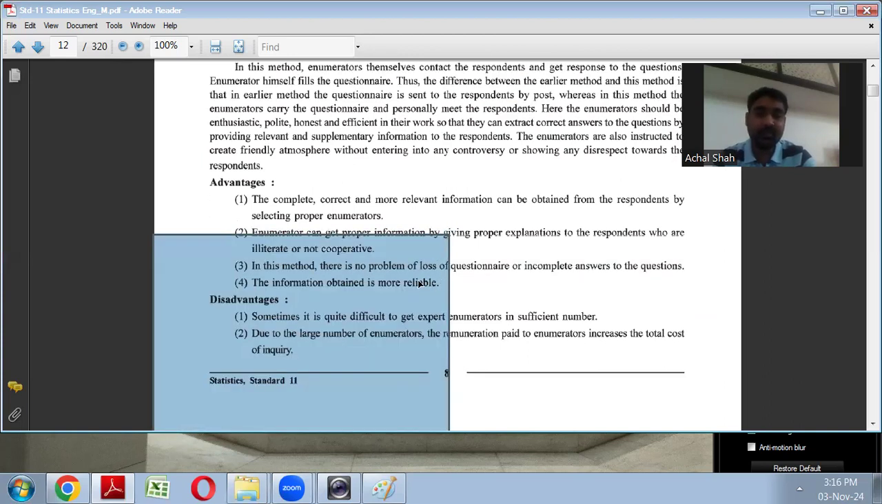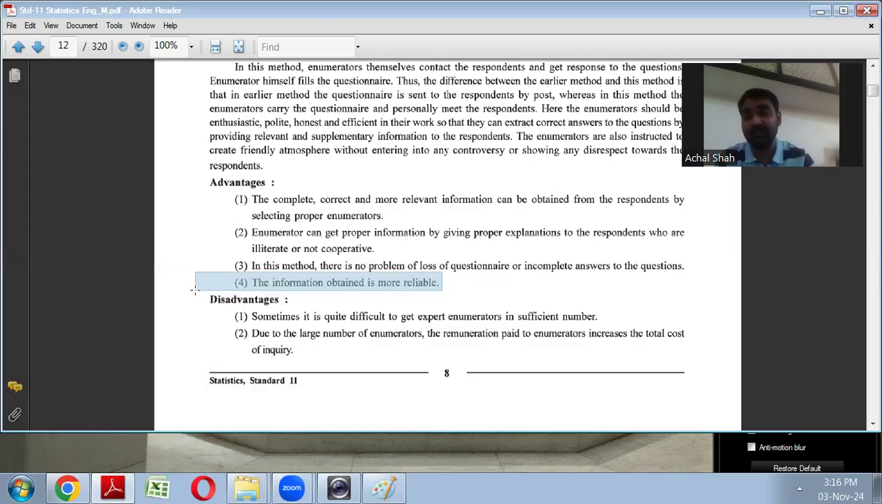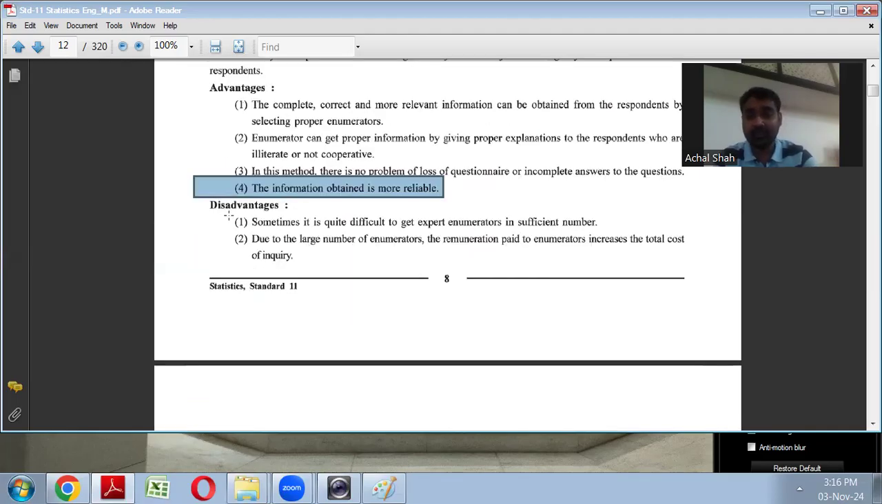Next advantage is this method is very reliable because the information which will be collected is more reliable because of the face-to-face interaction. Now, the disadvantages of this method. It is very difficult to get expert enumerators in sufficient number, because here you have to carry the survey face to face. So in that case, you will require more enumerators, and it is very difficult to get expert enumerators in that much number. So that is the first disadvantage.